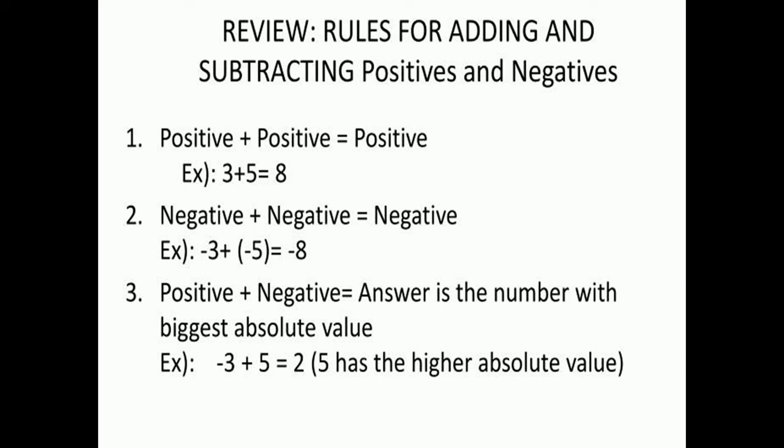Third rule is positive plus negative: the answer takes the sign of the number with the biggest absolute value. First we should know the rule. One integer is positive, the other integer is negative, they are of opposite sign. So we will not add, we will subtract, because they are of opposite sign. We simply subtract the smaller one from the greater one, and the sign of the answer will be the sign of the number with higher numerical value.